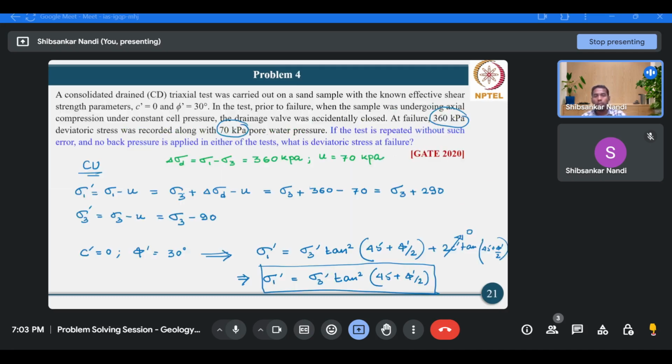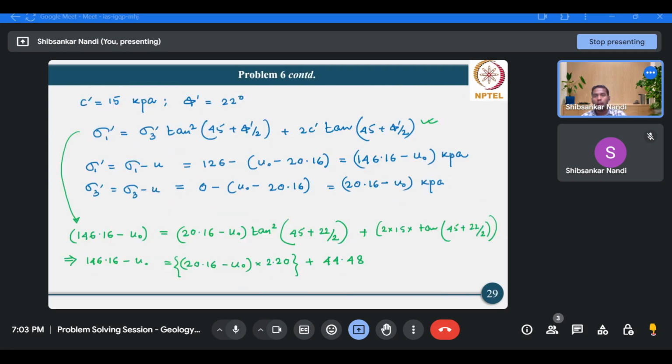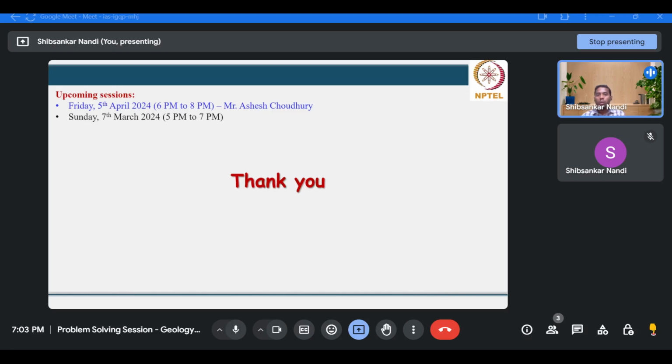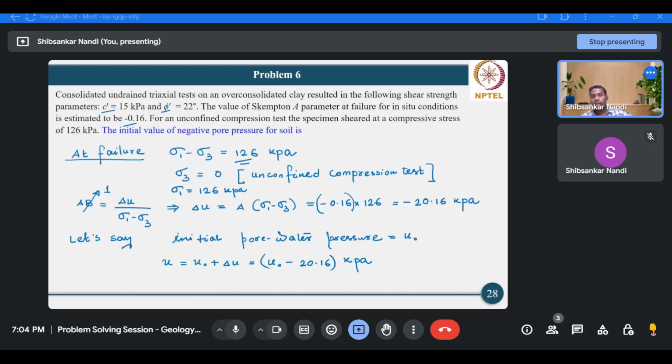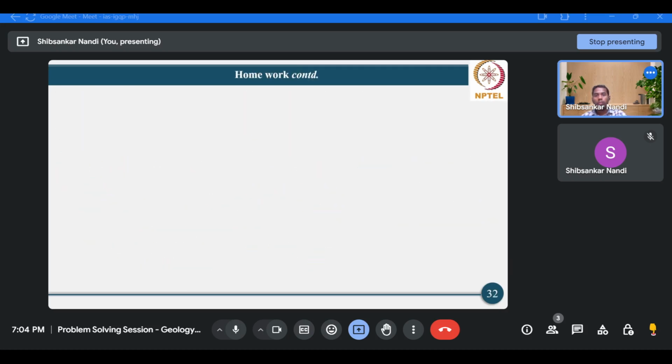Except this, we have solved all the problems which we have selected for today's session, and we mostly considered the construction of stress path, then determination of shear strength parameters by graphical approach, and the determination of Skempton pore pressure parameters A and B, and to some extent the determination of initial value of negative pore pressure for an unconfined compression test, where the drained shear strength parameters were given, Skempton A parameter was given, and the deviatoric stress at which the failure is attained was also given. Okay, so this is a summary for today's session.